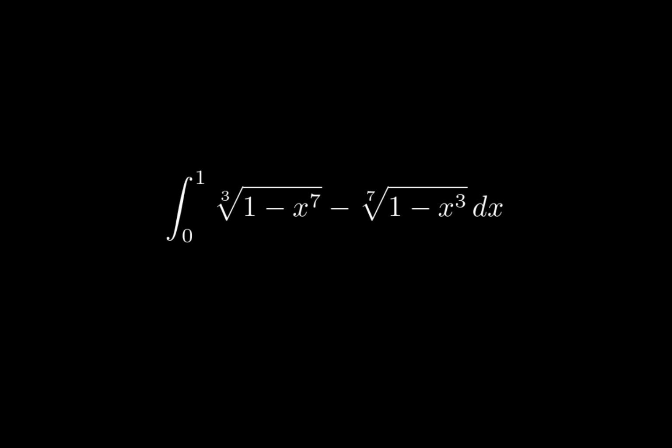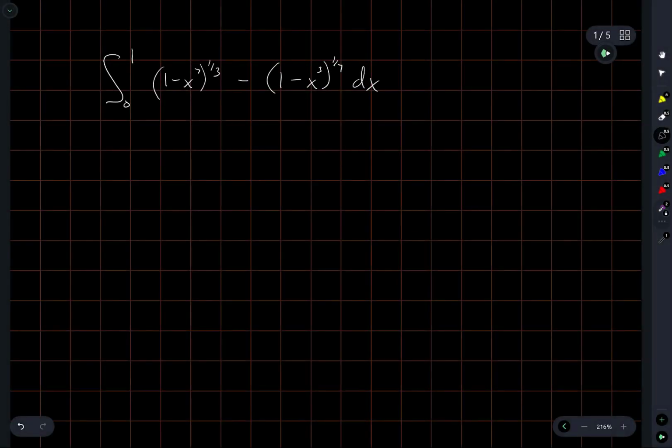Hello everyone. In this video we're going to see the solution to this question where we are being asked to evaluate the integral from 0 to 1 of the function given by the cube root of 1 minus x to the 7 minus the 7th root of 1 minus x cubed. So the way we're going to do this is first by considering one of these two terms. I'll take this first one.